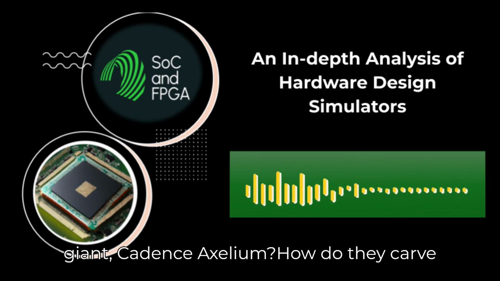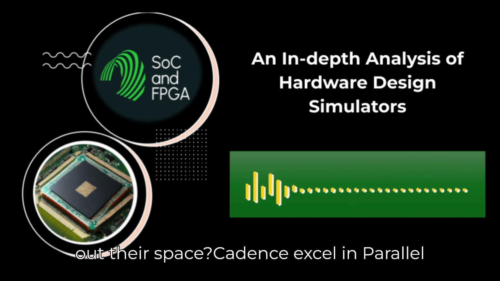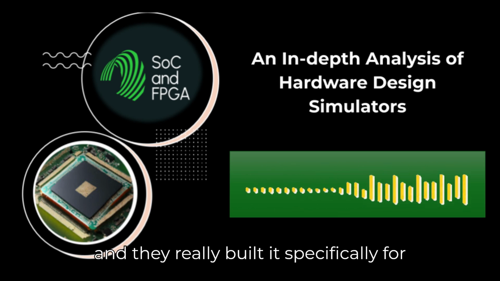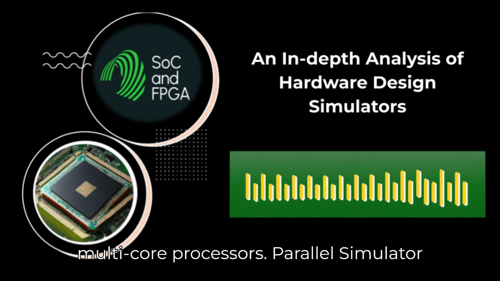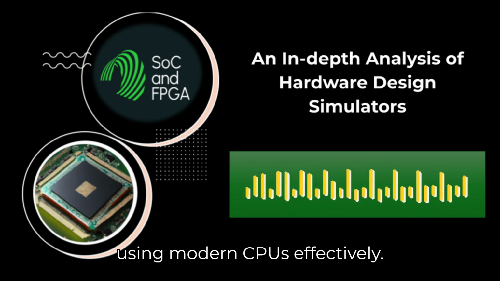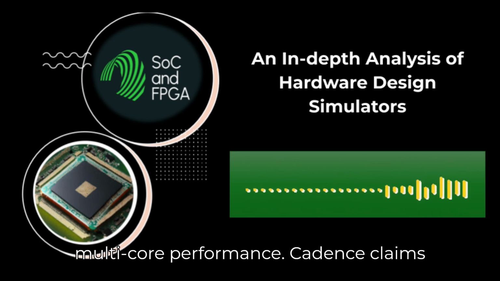What about the third giant, Cadence Xcelium? How do they carve out their space? Cadence Xcelium Parallel Simulator. This is their third-gen tool, and they really built it specifically for multi-core processors. Parallel simulation is its core identity. So its strength is using modern CPUs effectively. Exactly. Big pro: exceptional multi-core performance.